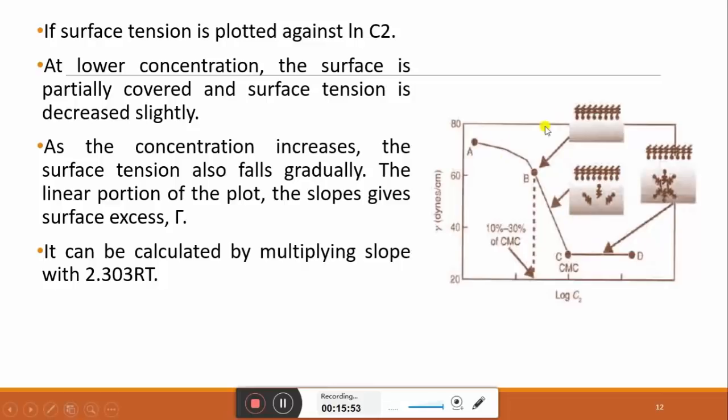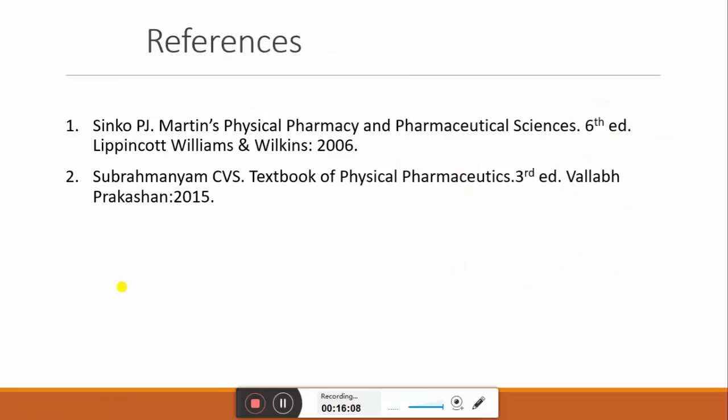If we plot a graph of this linear portion of the line, we can calculate gamma by multiplying the slope with 2.303 RT. So with this, I conclude my video.